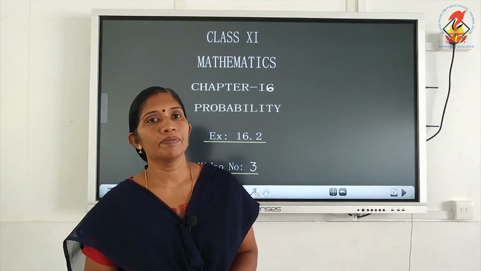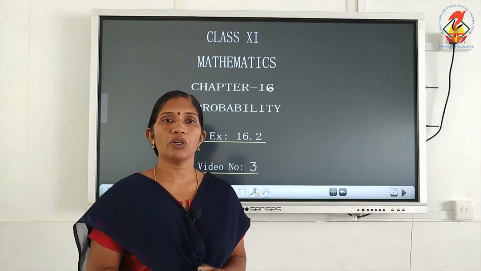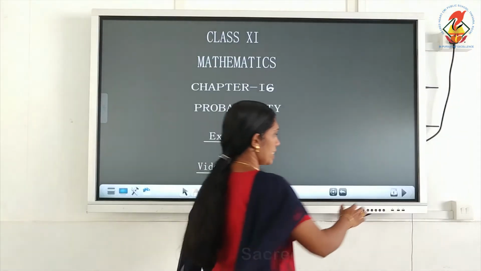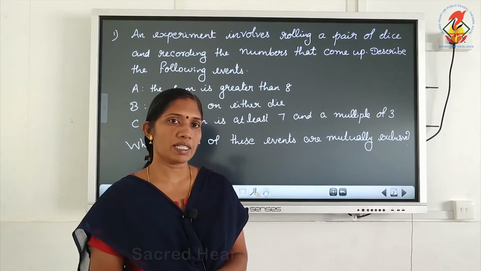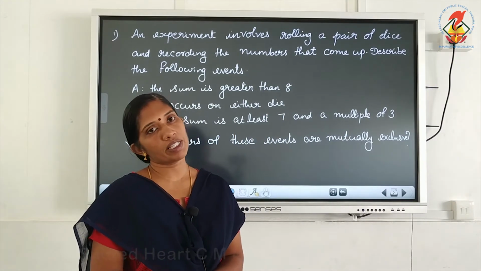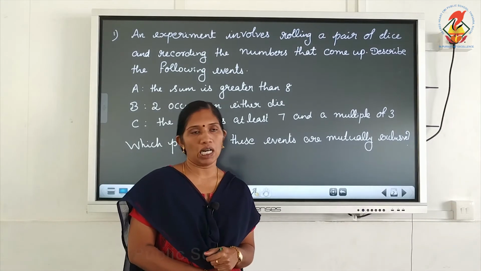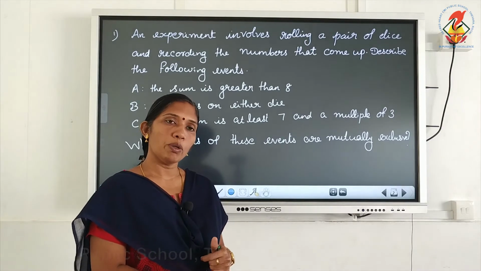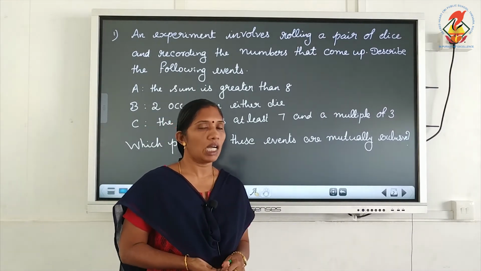Welcome back, children. Now we have to do exercise 16.2, that is based on events. So what's an event? Event is a subset of the sample space. There are different types of events. Simple event means an event which has only one outcome. Then compound event means events having more than one outcome.